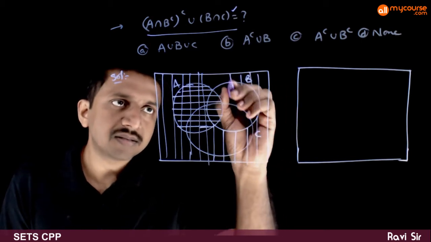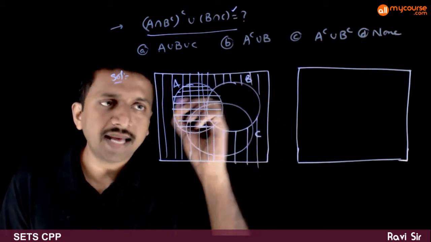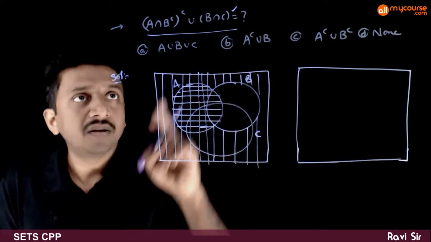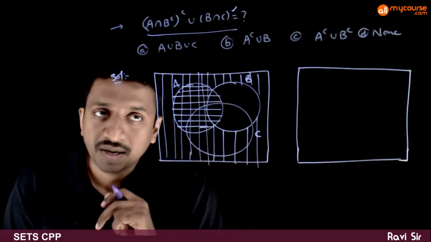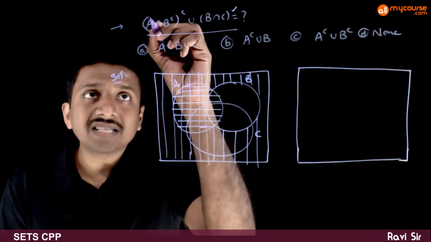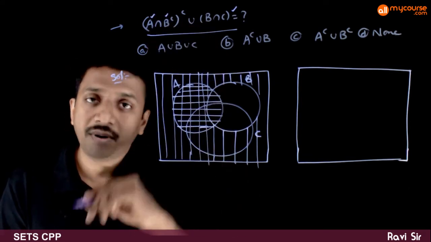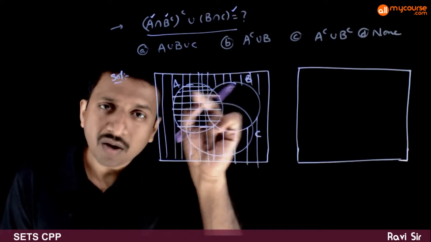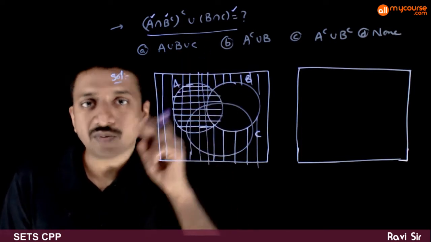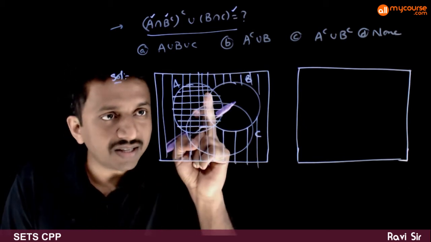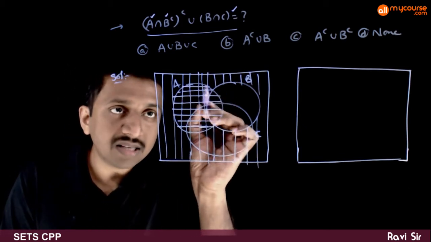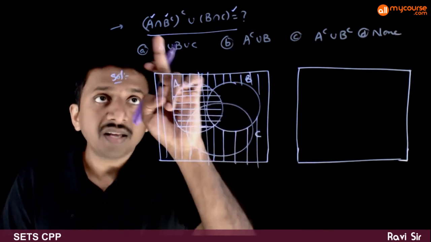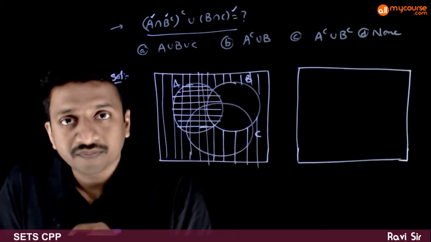So the region shaded by these vertical lines represents B complement. A intersection B complement is the intersection of A and B complement. That is the common region corresponding to horizontal lines as well as vertical lines. So that is nothing but the checked region. So you can very clearly see the checked region here. So the checked region corresponds to A intersection B complement.